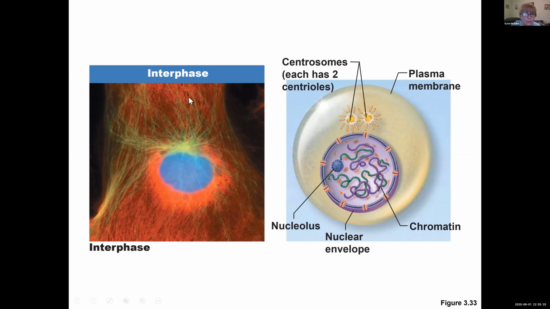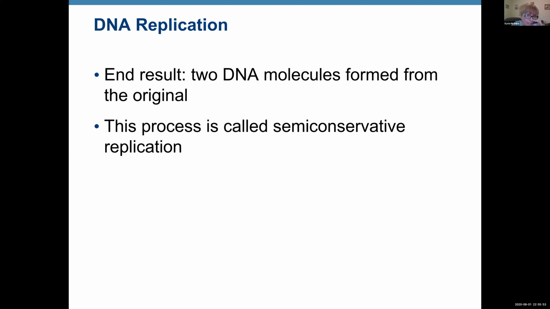So here is the diagram and micrograph of interphase. In interphase, we have a nucleus and nuclear envelope, and we don't see individual chromosomes, we have chromatin, right? DNA replication happens during interphase and results in two DNA molecules formed from the original, a process called semi-conservative replication.